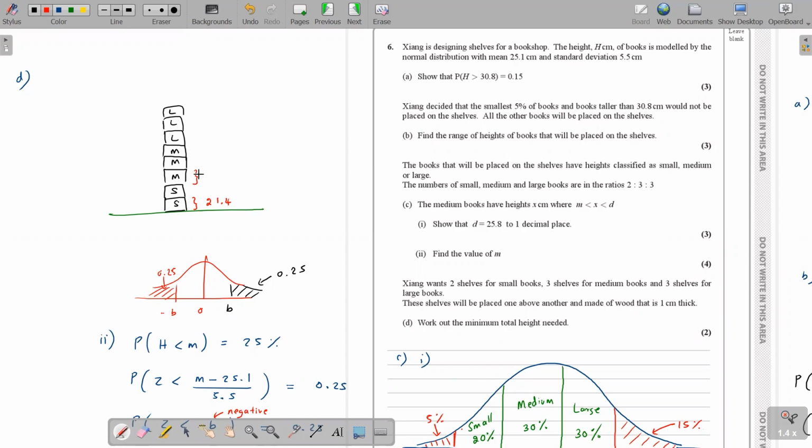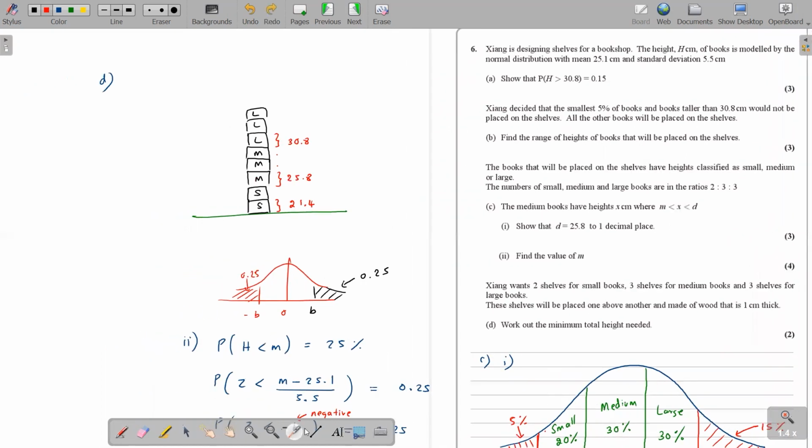Medium has a height of how much? The biggest height we can get for medium was 25.8, the D value. So these are all 25.8. The large one has a height of 30.8. So all these 3 shelves are 30.8. Are you with me? And they also say that each shelf has a thickness of how much? 1 centimeter. So that means in each and every intersection here is 1 centimeter thick. How many such 1 centimeter thickness lines do we have here? 1, 2, 3, 4, 5, 6, 7. And what about this one over here? At the bottom also is 1 centimeter. So we have 8. So let's add everything up.